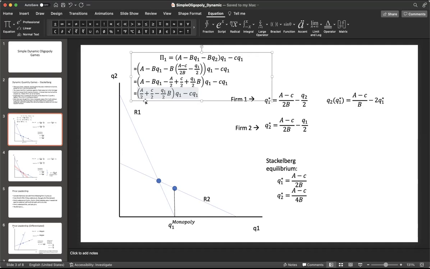Okay. That's cool because for sure, gagawa output si firm 2, right? Even if you decide to go out, firm 2 will do something. Okay, that's the implication here. Kaya may C2 dito.